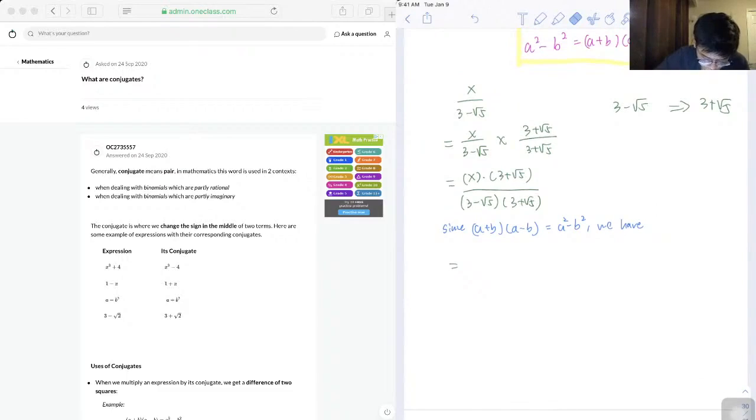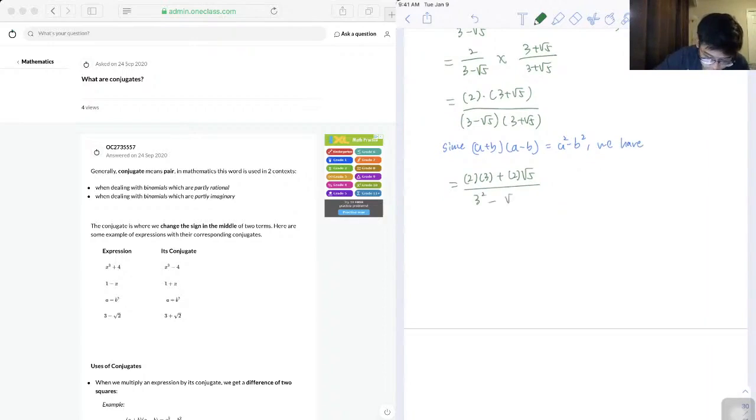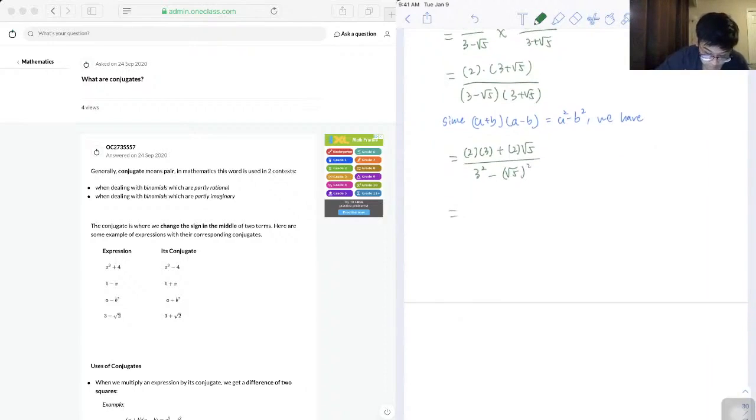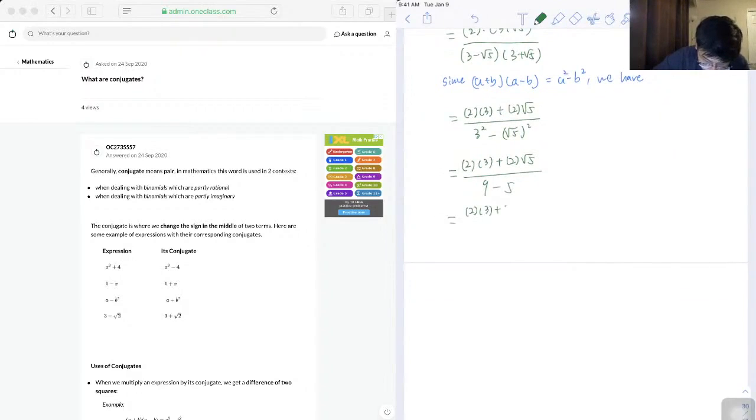Actually, let's just switch the x to 2. Right. So our top, according to the distribution rule, we just got 2 times 3 plus 2 times root 5. And for the bottom, we just got 3 squared minus root 5 squared. 3 squared is 9, and the square of root 5 is 5. So our denominator becomes 4.